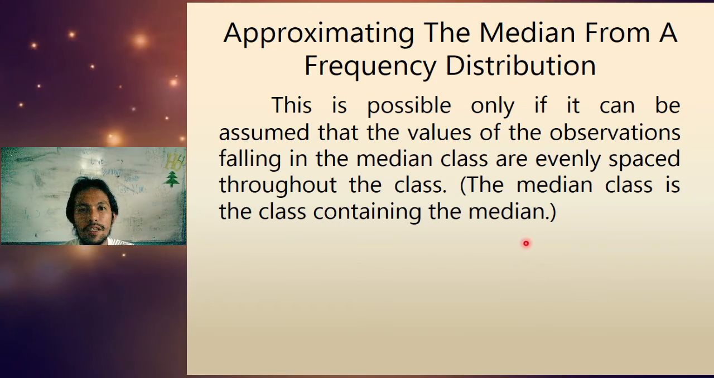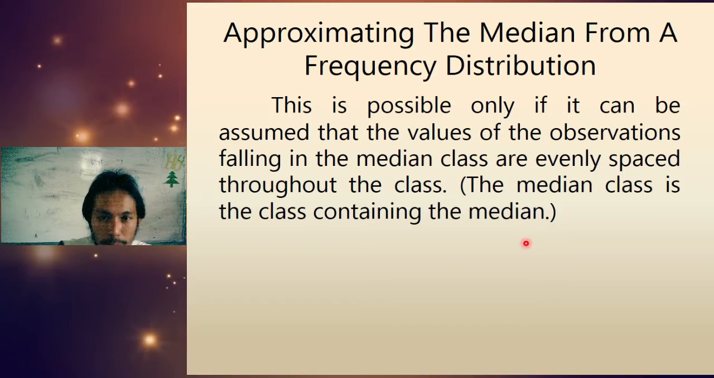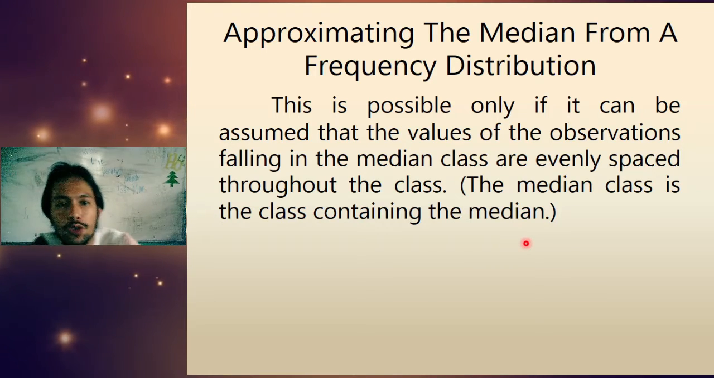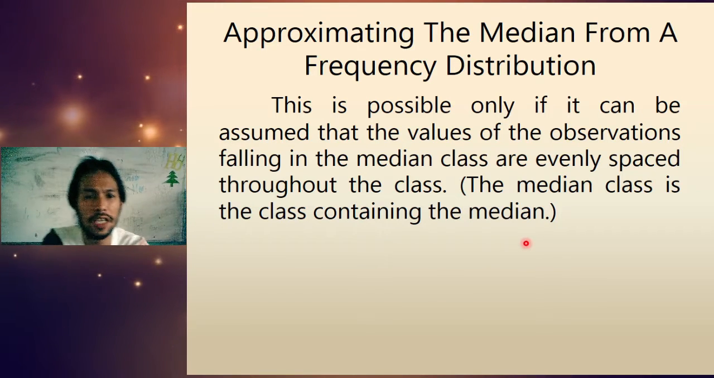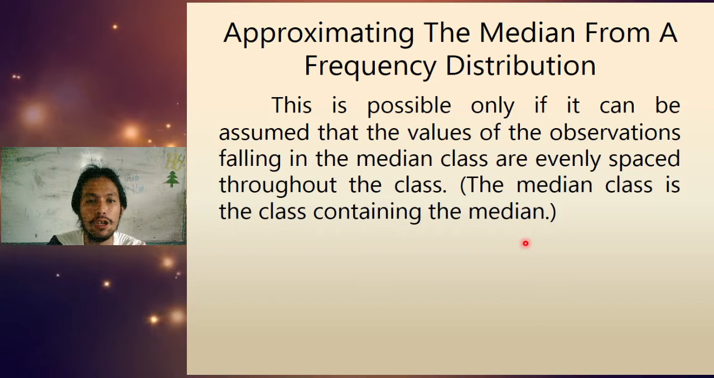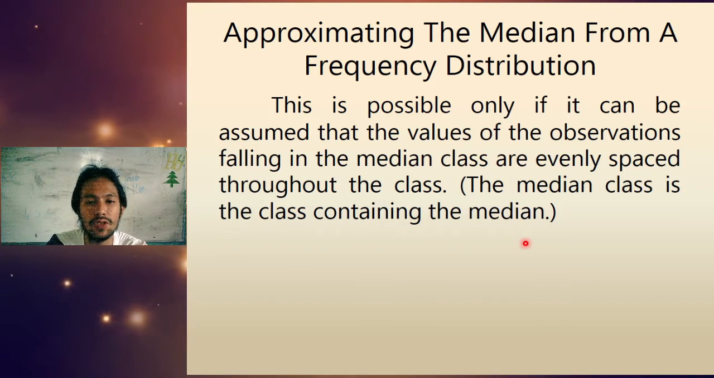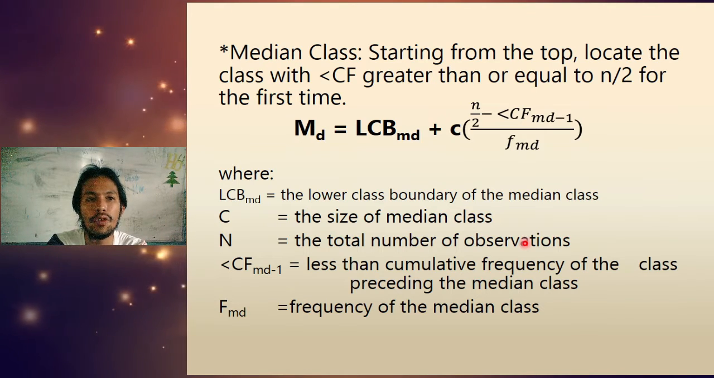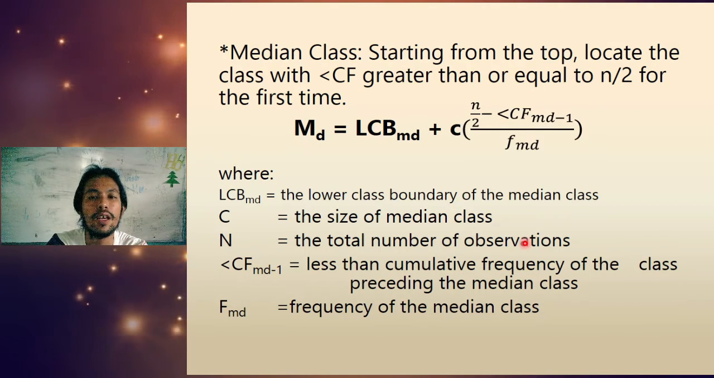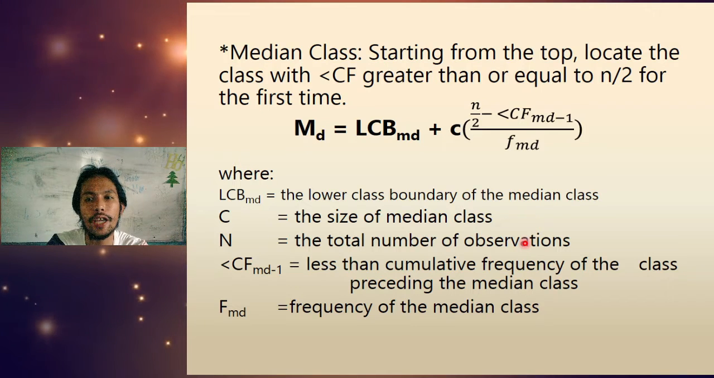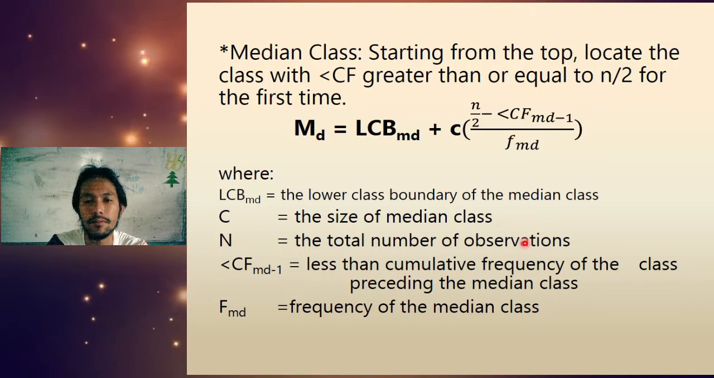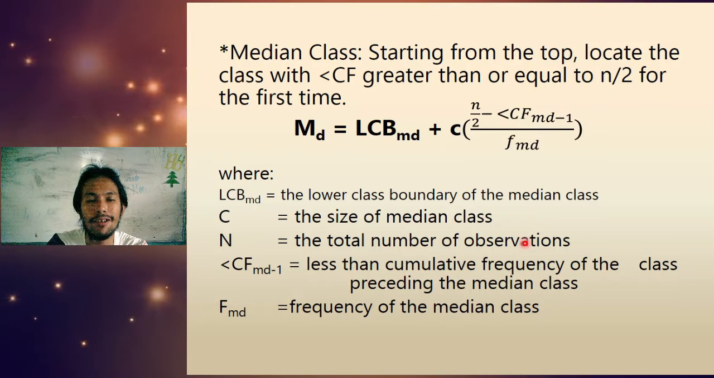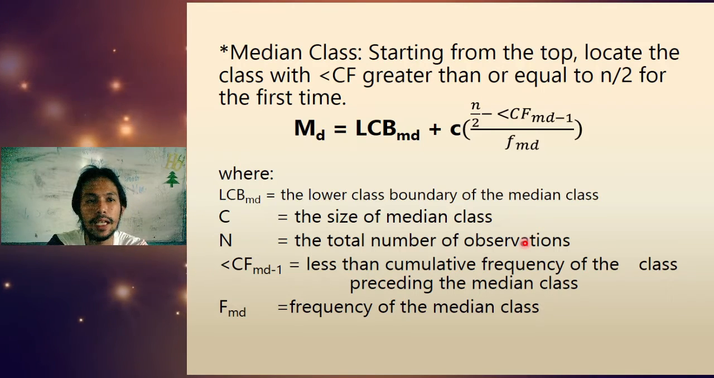Approximating the median from a frequency distribution is possible only if it can be assumed that the values of the observations falling in the median class are evenly spaced throughout the class. The median class is the class containing the median. Starting from the top, locate the class with cumulative frequency greater than or equal to n over 2 for the first time. So we first find the median class.